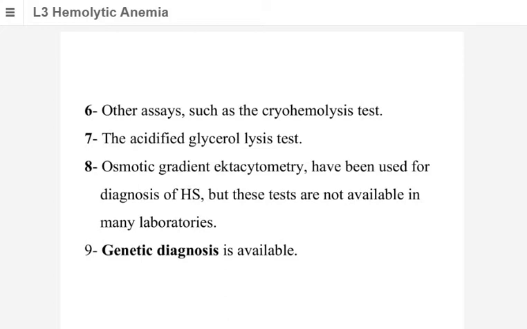Other assays such as cryohemolysis test, acidified glycerol lysis test, osmotic gradient ektacytometry have been used for diagnosis of hereditary spherocytosis, but these tests are not available in many labs. Genetic diagnosis is available for hereditary spherocytosis.